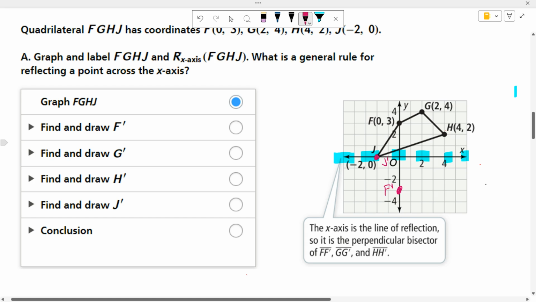G is at 2, 4. Going across the x-axis it's at 2, negative 4. That's G prime. H is above the x-axis at 2. So you go 2 below the x-axis. Okay, so this flips down to that. Okay, there you go.